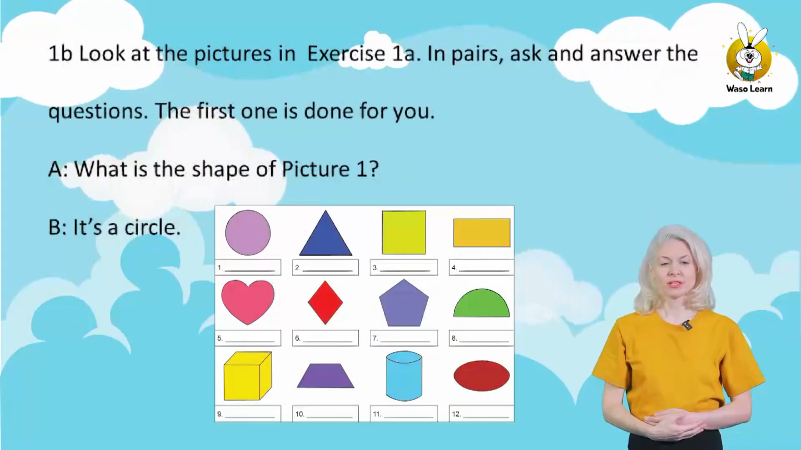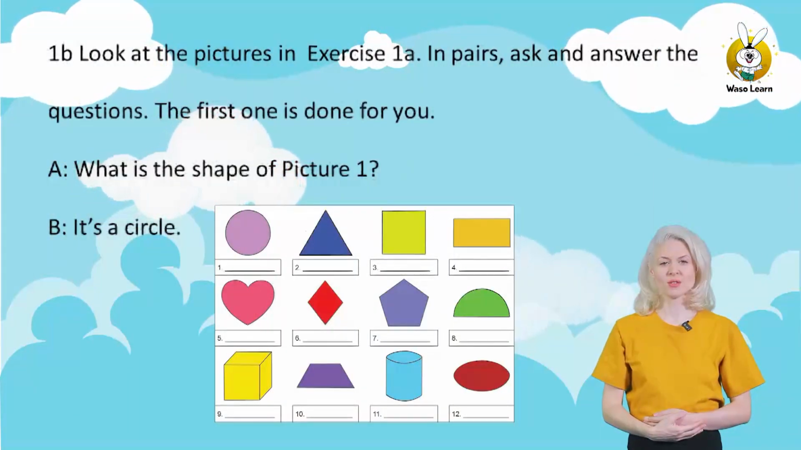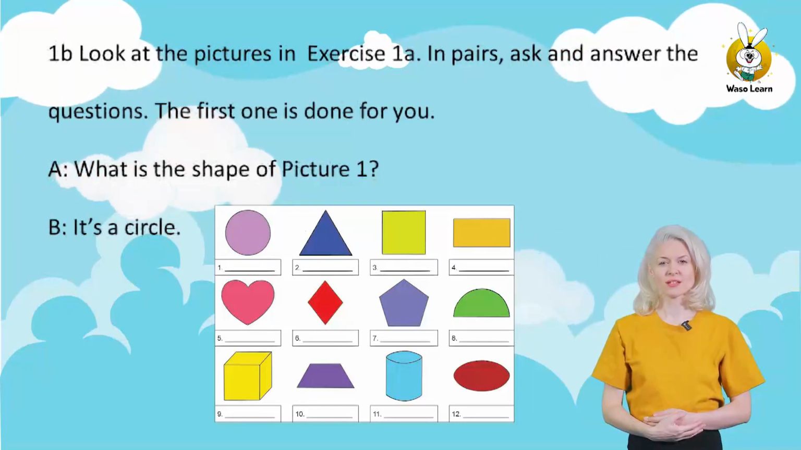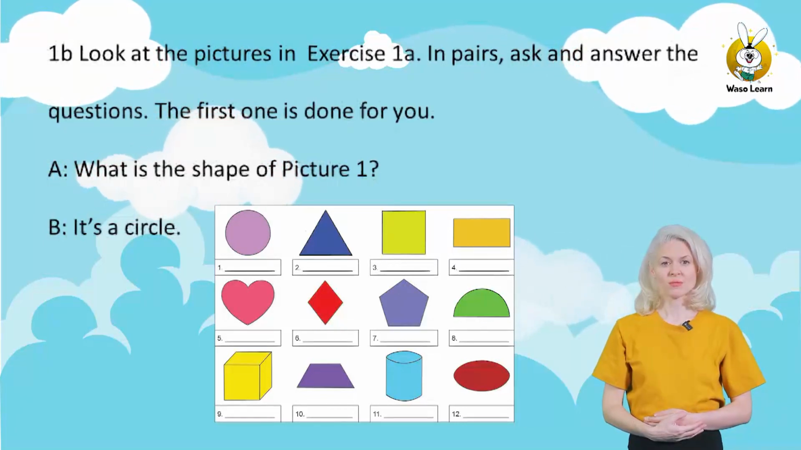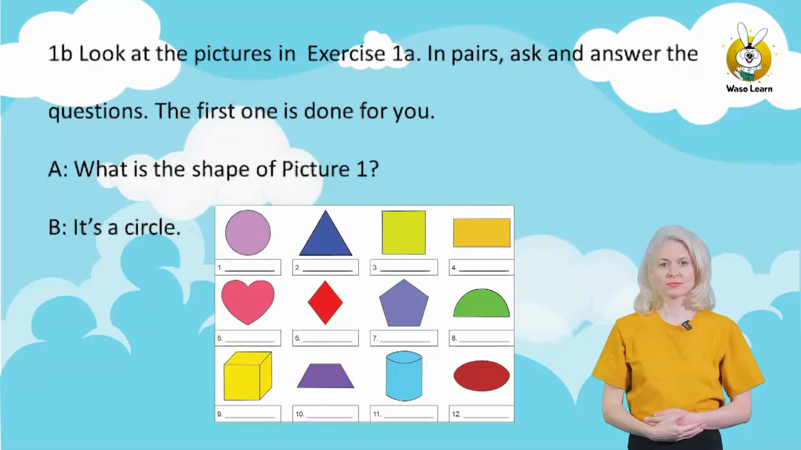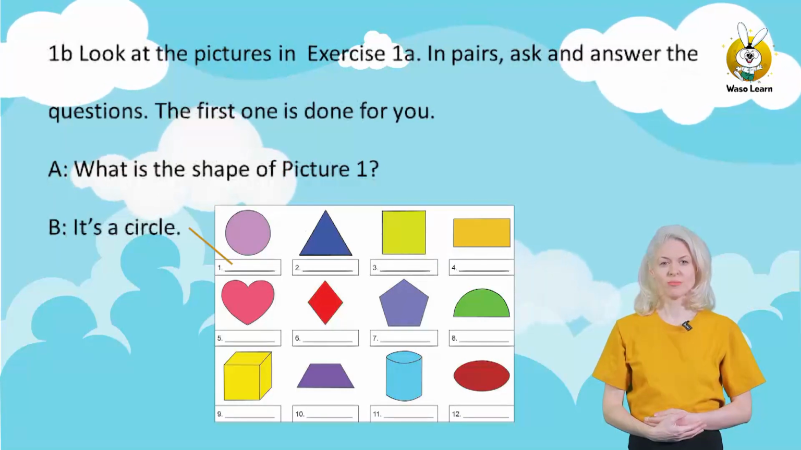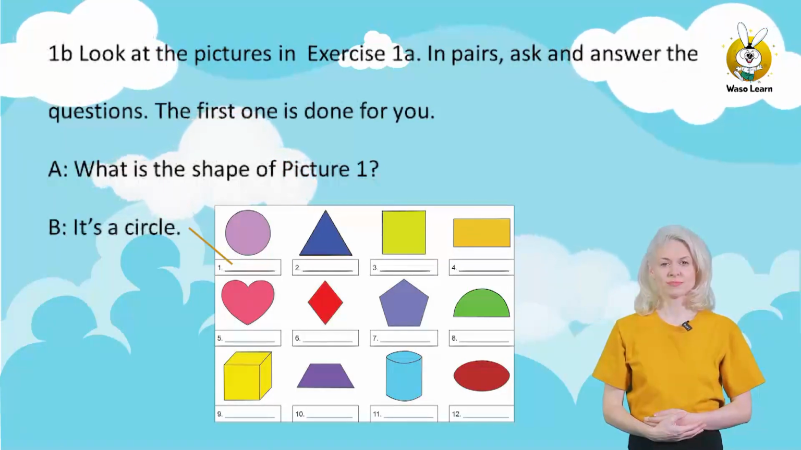1B. Look at the pictures in exercise 1A. In pairs, ask and answer the questions. The first one is done for you. A. What is the shape of picture 1? B. It's a circle.